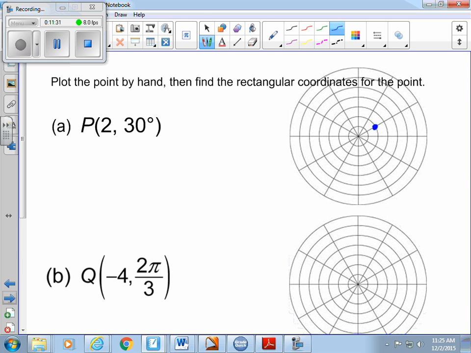I want to know what the equivalent rectangular coordinates are, the x and y. So I would need the horizontal distance and the vertical distance. How can I find the x? 2 cosine 30. It's like cosine 30 would give me the x. Why cosine?